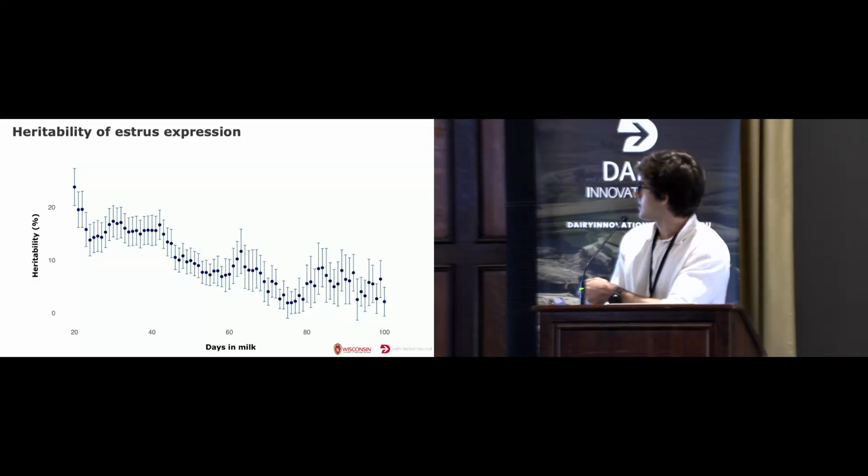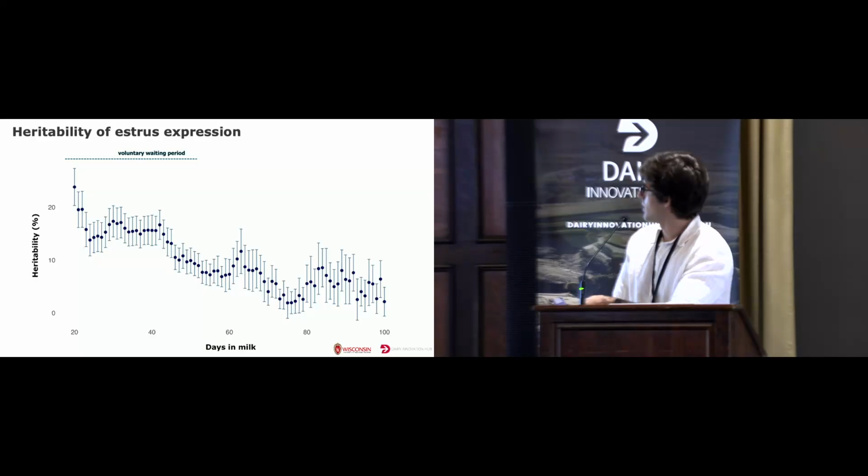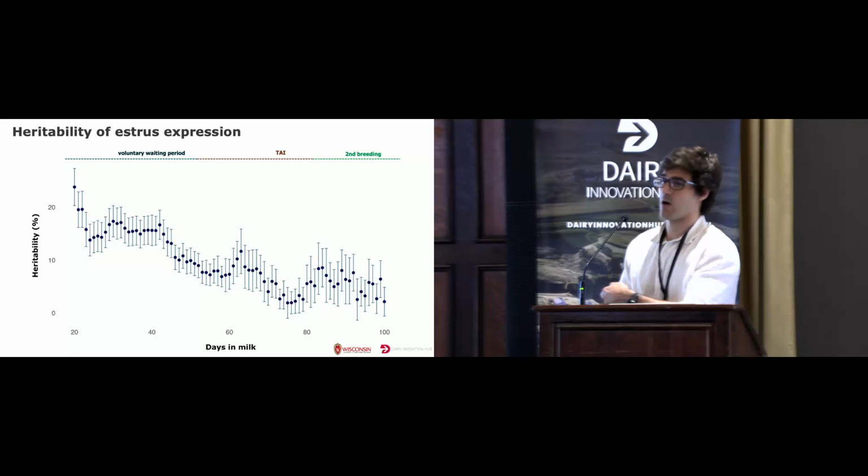What is interesting is that most of the time, on average, the voluntary waiting period ends around 50 or 60 days in milk. Here we have the TAMI, and these are repeating cows. The ones that are not getting pregnant here do have a second insemination around here.